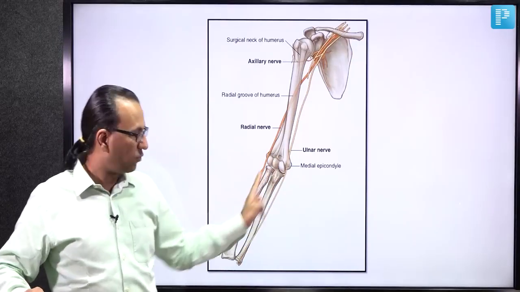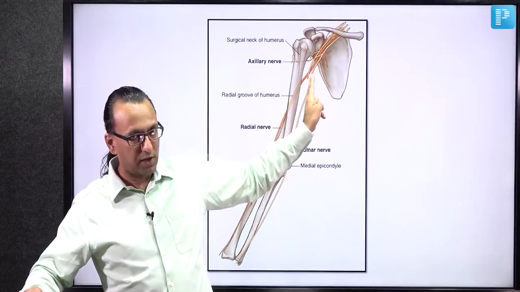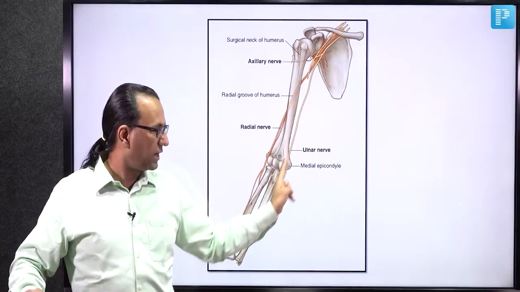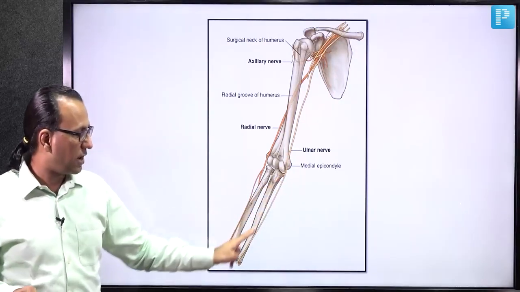One is cutaneous and one is the motor. Now, on the other hand, the medial cord of brachial plexus continuing as ulnar nerve will be passing behind the bone ulna, behind the medial epicondyle. So it is not a content of the cubital fossa. It keeps running with the ulnar bone.